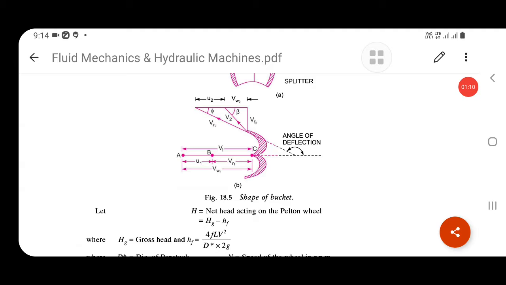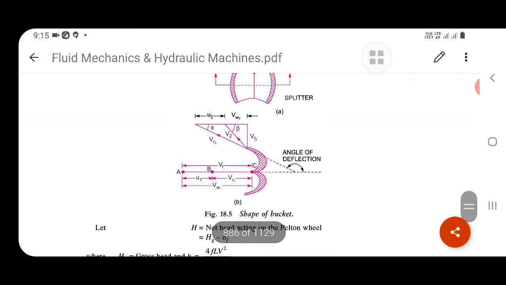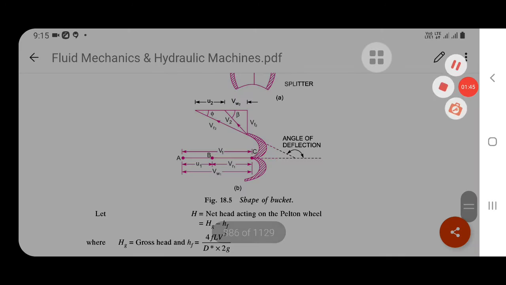VR1 is the relative velocity, VW1 is the inlet whirl velocity, and VF2 is the flow velocity at outlet. Similarly, VR2 is the relative velocity at outlet. U2 is the blade velocity and VW2 is the whirl velocity at outlet. So let's draw the diagram first.